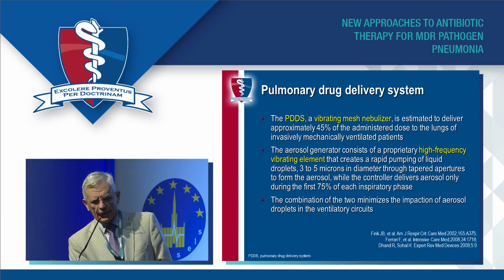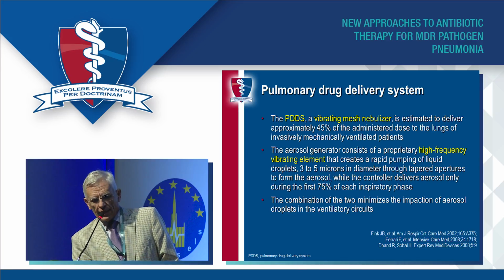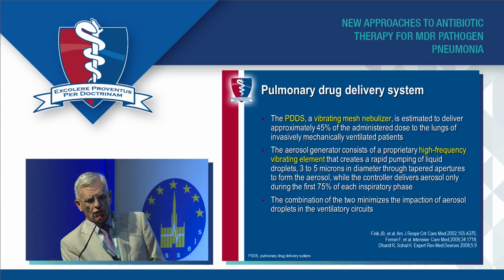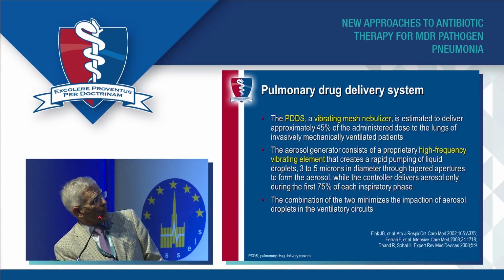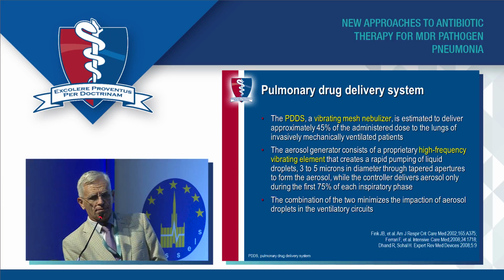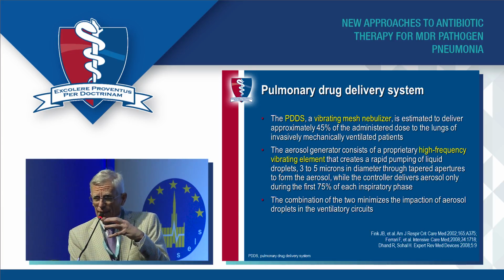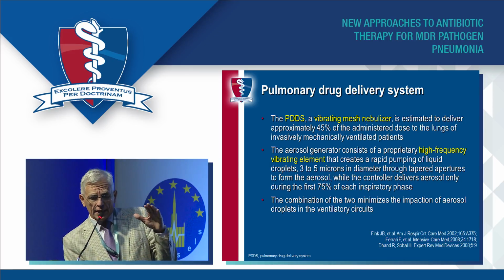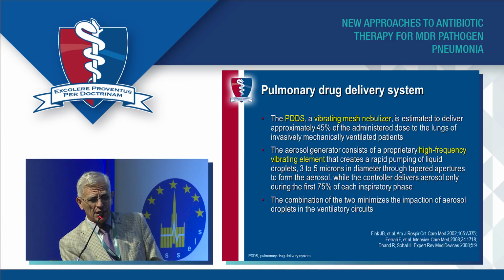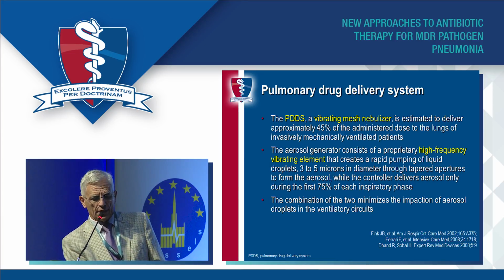The PDDS is a vibrating mesh nebulizer that is estimated to deliver 45% of the administered dose to the lungs, and has other properties. The size of the droplets is 3 to 5 microns, and the controller of the nebulizer makes the aerosol be delivered only during the first 75% of the inspiratory phase, making the amount of antibiotic nebulized about 45% of the total, much more than with any other kind of nebulizer.